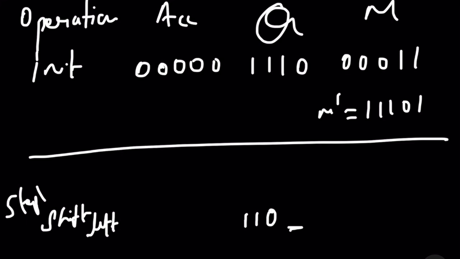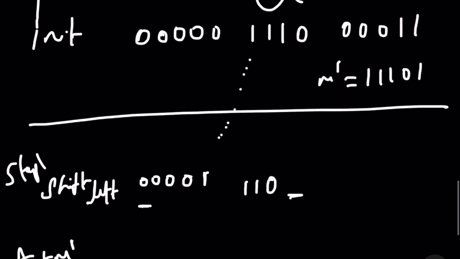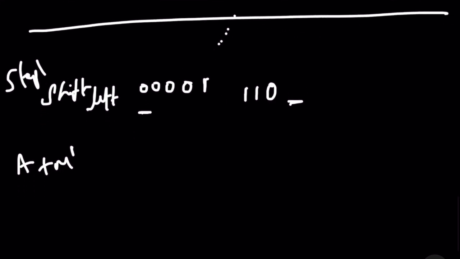And this one will be going to the accumulator, and write the remaining bits. It's as simple as that. So now if the MSB of the accumulator is 0, we are supposed to perform A plus M dash. So what is the M dash? 11101.